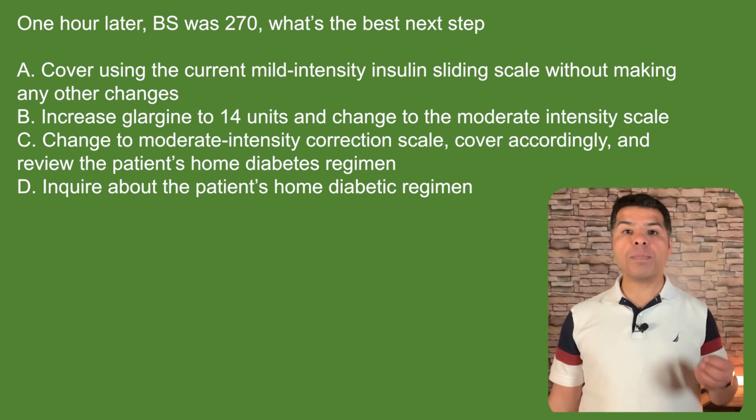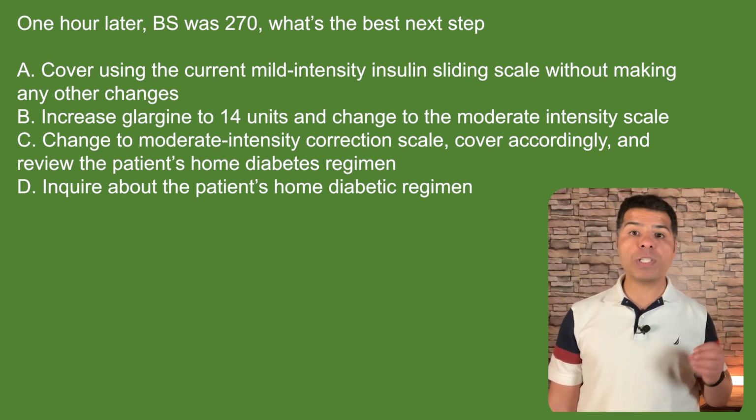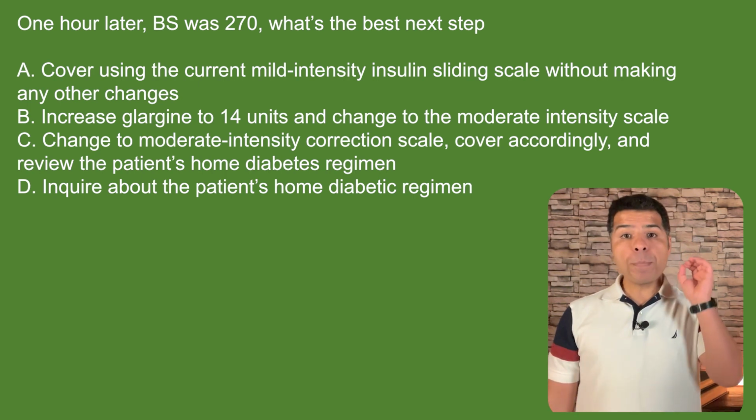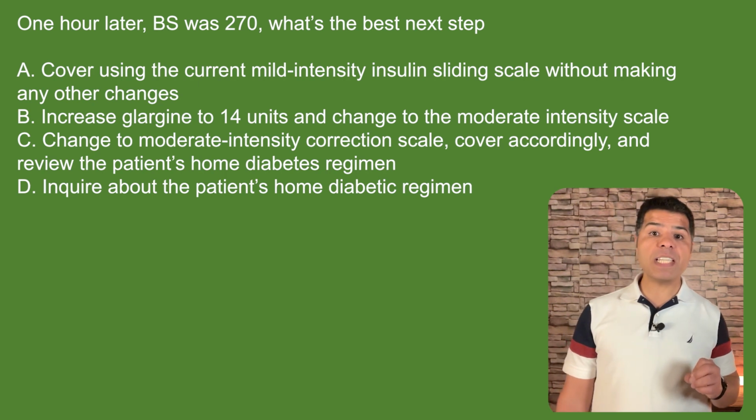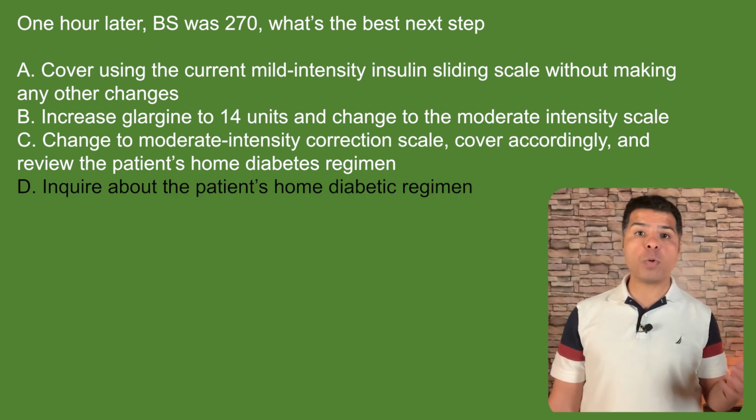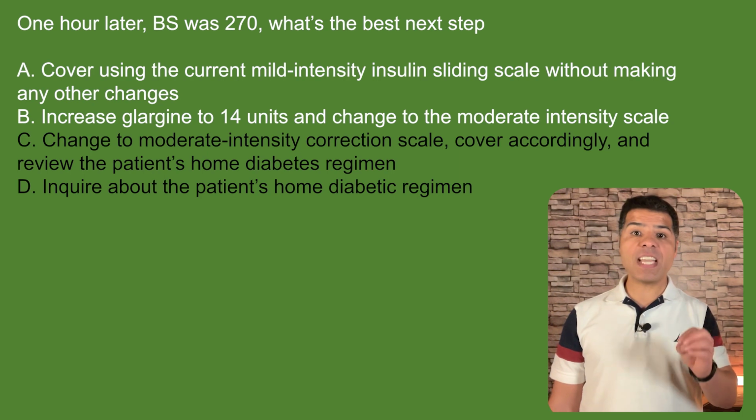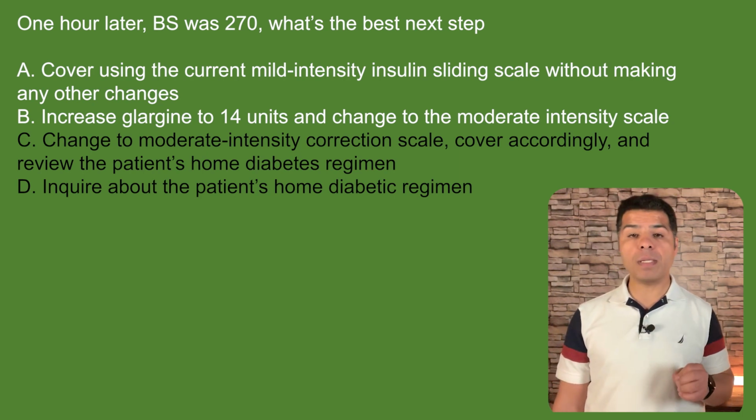Given the patient's blood sugar has improved, it's time to adjust the patient's insulin regimens to achieve better control and avoid critical hyperglycemia. Before making any adjustments, please review the patient's home regimen. If not available, just ask the patient or his family. Changing to a moderate intensity sliding scale also seems a reasonable option. Also at this stage, changing the patient's diet to a diabetic diet may not be a bad idea.